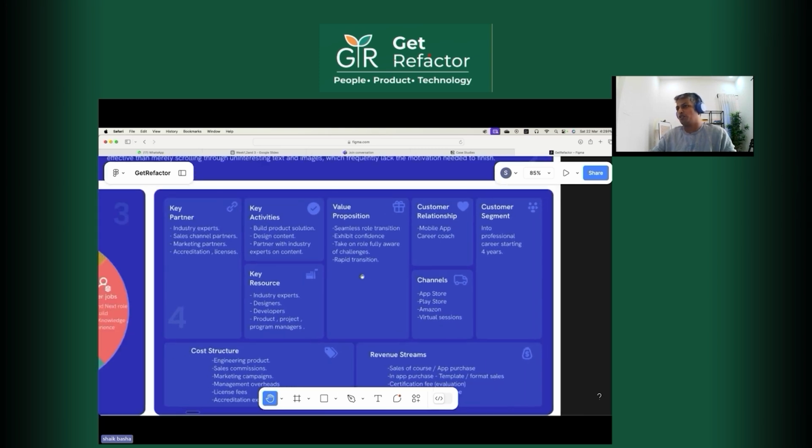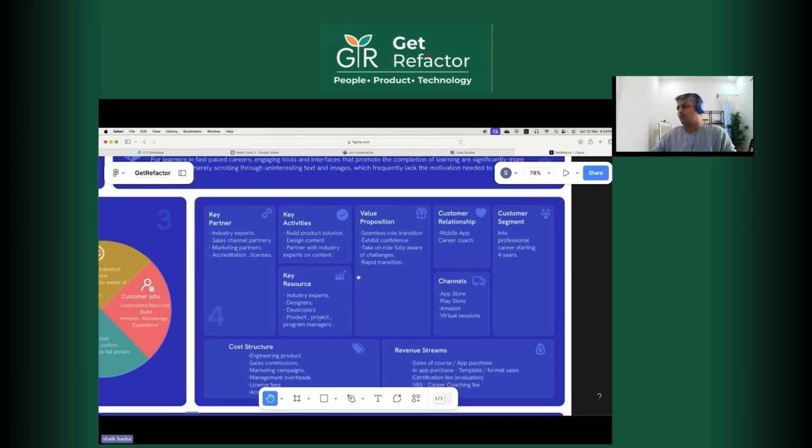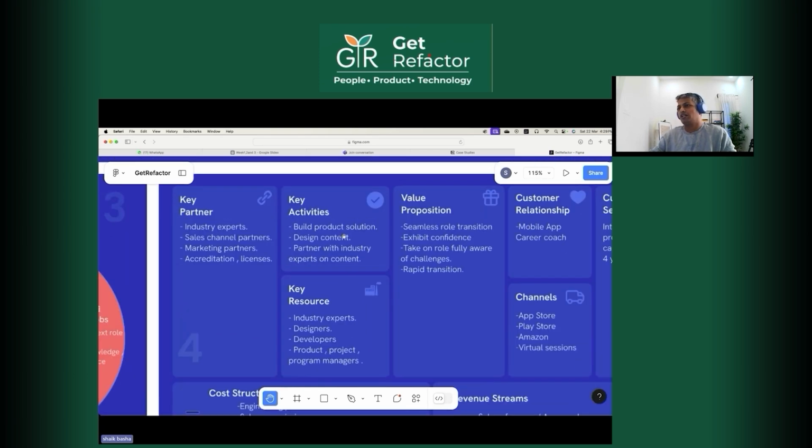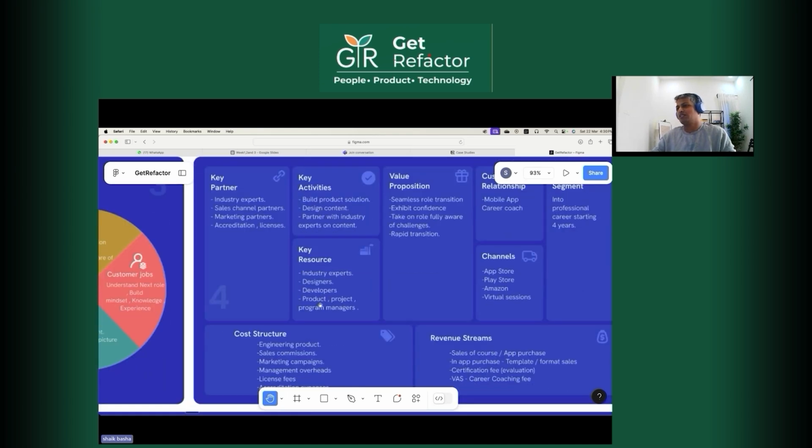Then the value proposition that I'm going to have is seamless role transitions, exhibit confidence, take on the role fully aware of challenges, rapid transition. These are the value propositions that I'm trying to offer. The key activities that I will be doing are building the product solution, designing content, and partnering with industry experts on content. I'm in touch with industry leaders like Bopanna, who has 18 years of experience and all that, right? And then industry experts, designers, developers, product projects.